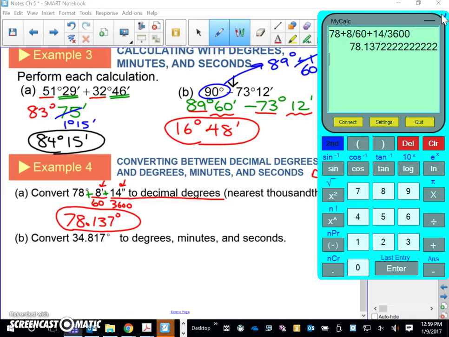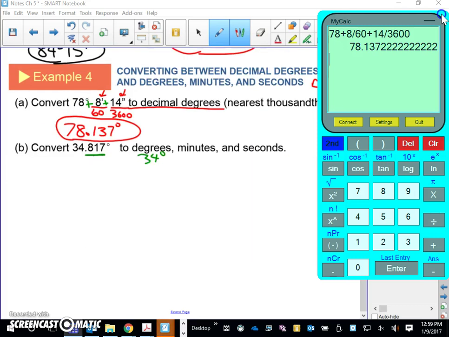So part B, we go the other way. They give us 34.817 degrees, and we want to end up in degrees, minutes, and seconds, DMS. Well, we already have the degrees part. We already know it's going to be 34 degrees and change, right? We need minutes and we need seconds. That's what they want. So think about what we have here. 0.817 is in degrees. So right now we need to convert that 0.817 into minutes. We're changing 0.817 degrees to minutes.